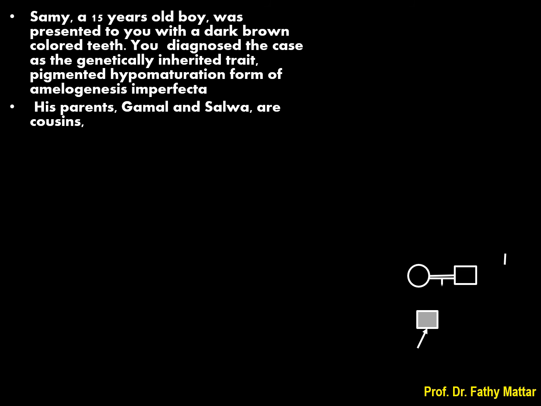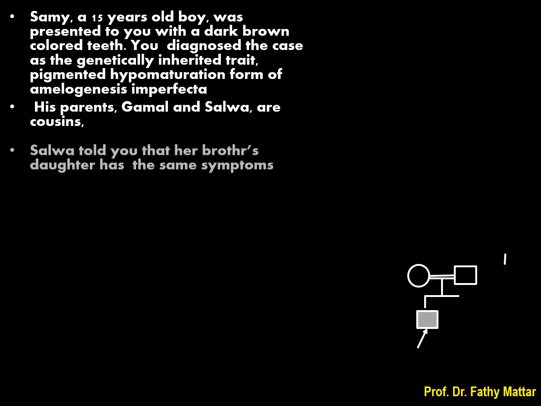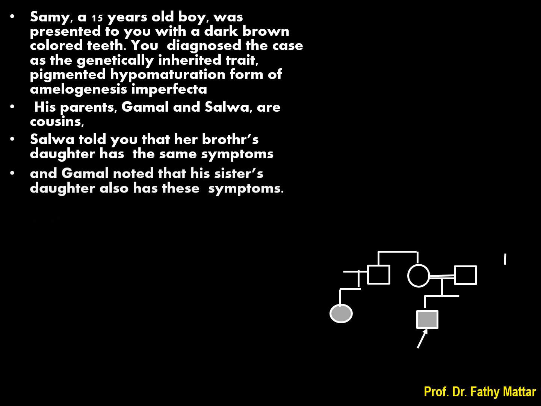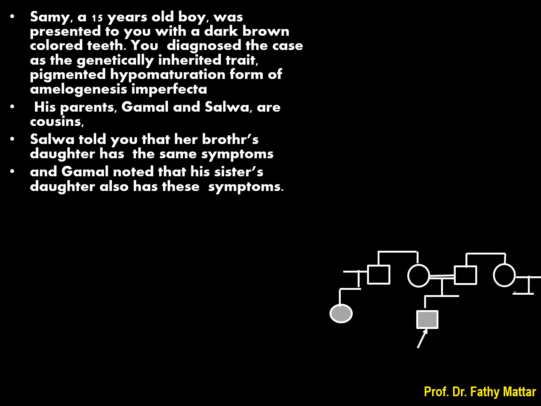His parents, Gamal and Salwa, are cousins, and so we have two lines in between them, one for marriage and one for consanguinity. Salwa told you that her brother's daughter has the same symptoms. Here is her brother and his daughter. And Gamal noted that his sister's daughter also has these symptoms. This is the sister of Gamal and her daughter.